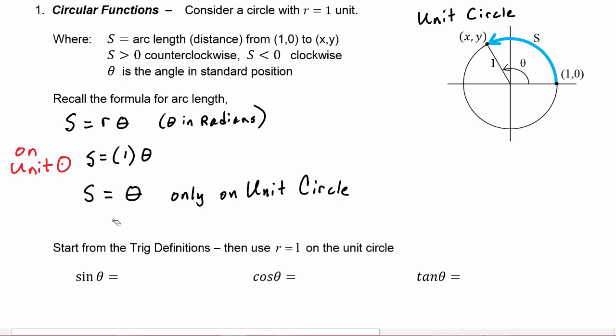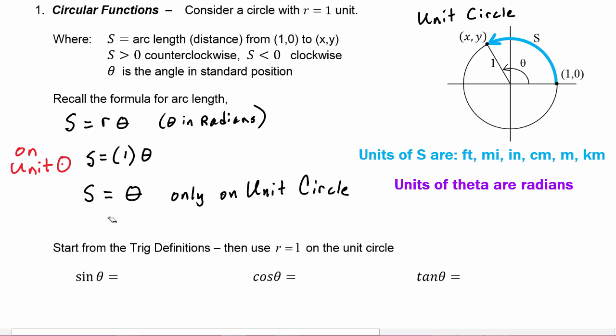Now, S and theta still will have different units because S is a physical distance, so it will have units of feet, miles, inches, centimeters, whereas theta we know is in radians, but numerically they will be equal to each other. So if theta is 1 radian, S would be 1 foot or 1 inch or 1 mile. They're not equal to each other in units, but they're equal to each other in magnitude.